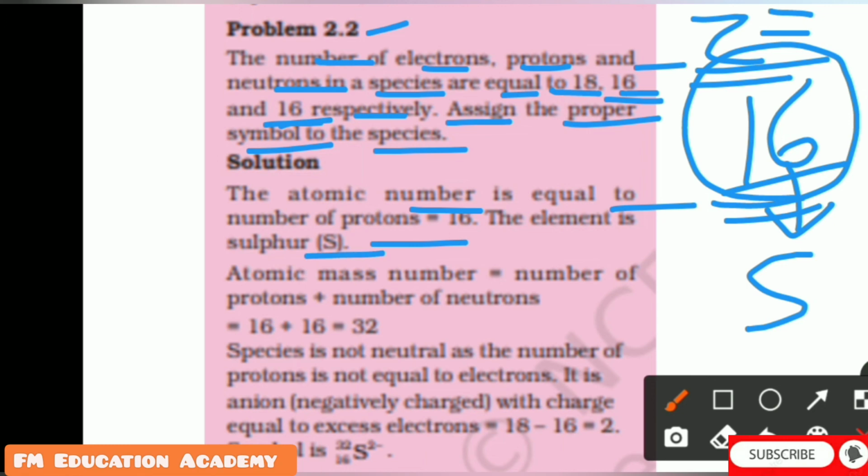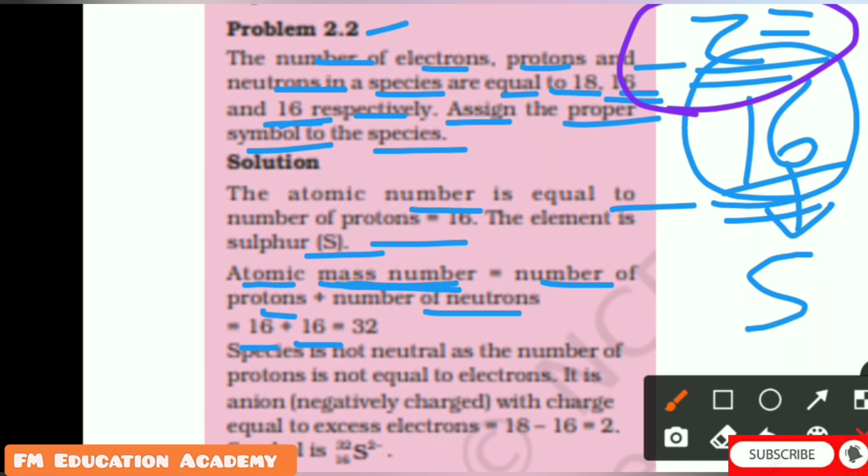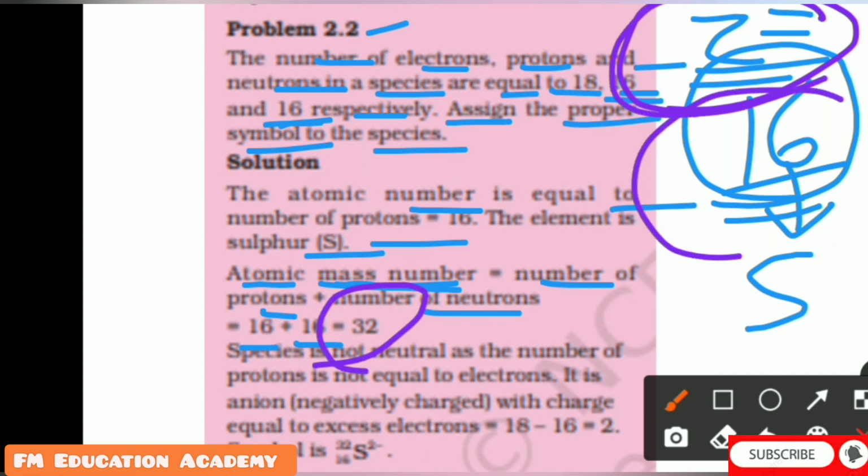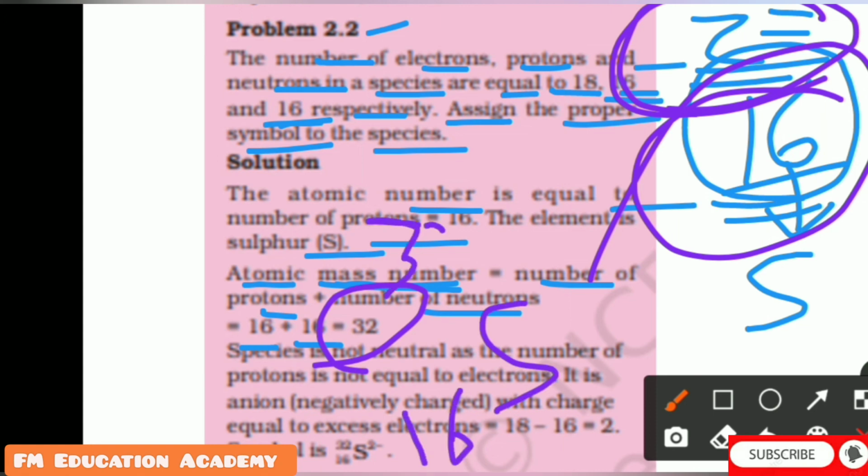Now we want to know the mass number. So what is the mass number? Mass number is equal to the number of protons plus the number of neutrons. Both are given in the question. The number of protons is given as 16 plus the number of neutrons given as 16. So we got the mass number as 32, and we have our atomic number as 16. So now we can write the proper symbol for the species. That is, here we can say sulfur is 16, 32. We got to know this.